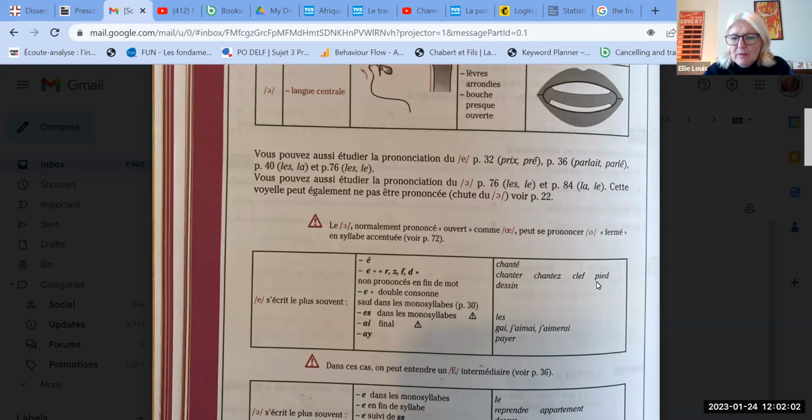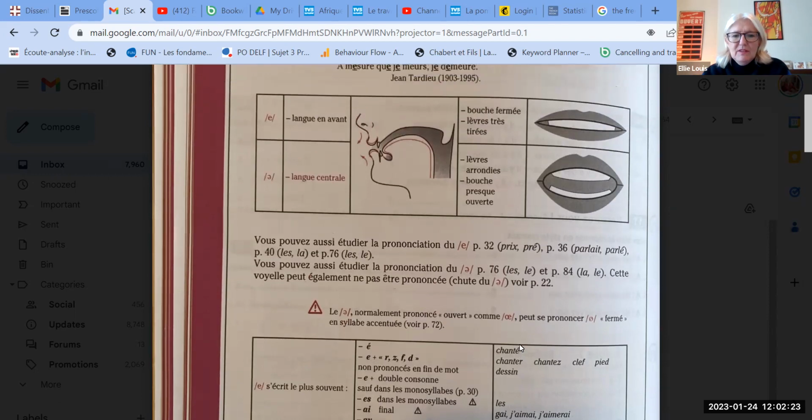This is one that sometimes people find difficult to pronounce. Two syllables in that word. Pied, pied. Dessin. And then even in simple ones like j'ai, les, gai, j'aimais, j'aimerais, payer. So you can see it's a really, really common sound.